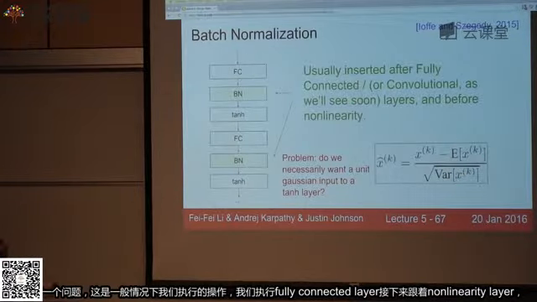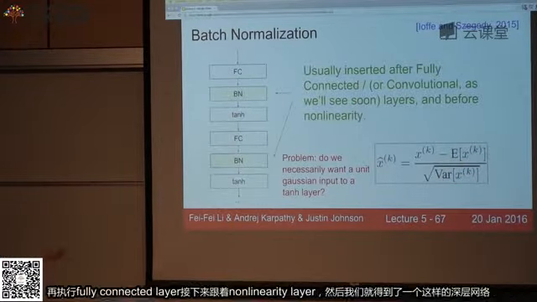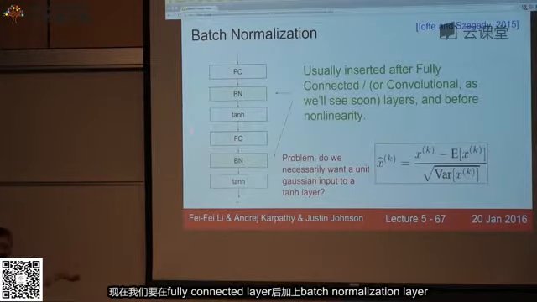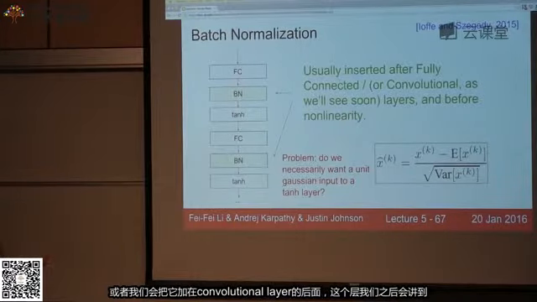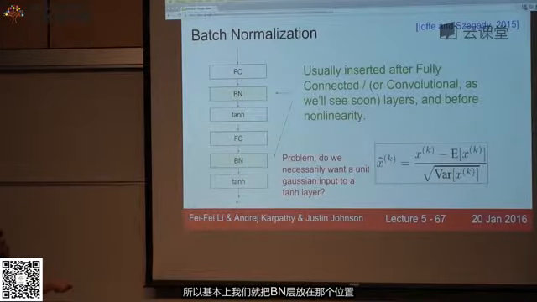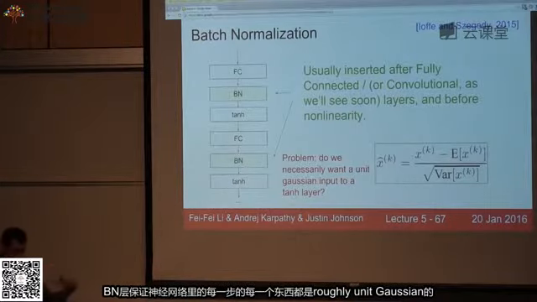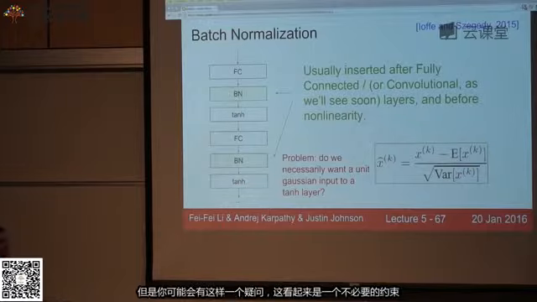Now, one problem with this scheme, so this is the way this will work, is normally we have fully connected followed by nonlinearity, fully connected followed by nonlinearity, and we have a deep network of this. Now we're going to be inserting these batch normalization layers right after fully connected layers, or equivalently after convolutional layers, as we'll see soon with convolutional networks. And basically, we insert them there, and they make sure that everything is roughly unit Gaussian at every single step of the network, because we just make it so.